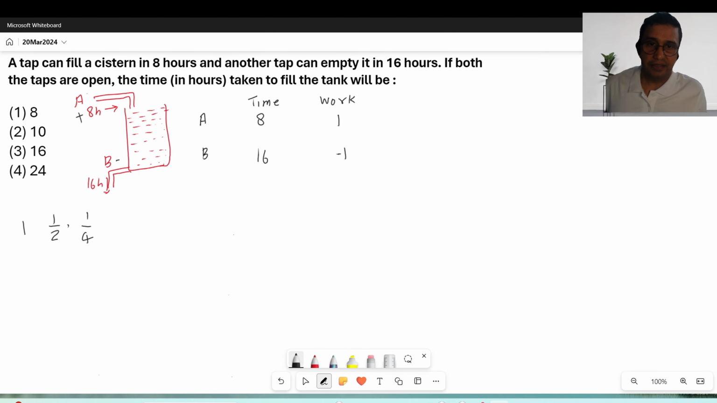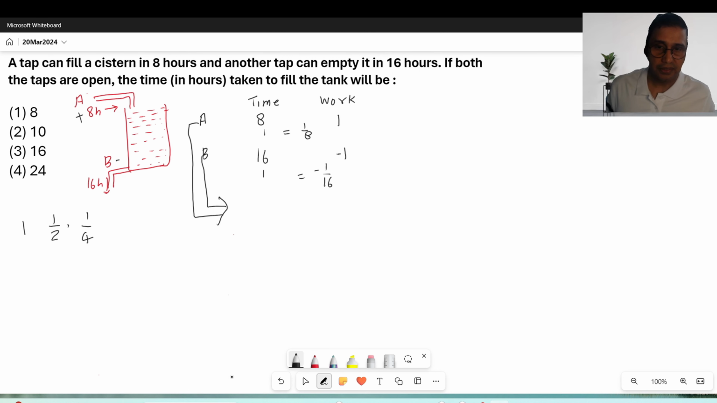Because tap A takes 8 hours to complete the work fully, how much work will it complete in 1 hour? Simply 1 by 8. And how much work will B complete in 1 hour? Simply minus 1 by 16. If tap A and tap B both work together for 1 hour, how much work will they complete? That will be the sum of their 1 hour of work: 1 by 8 plus minus 1 by 16.